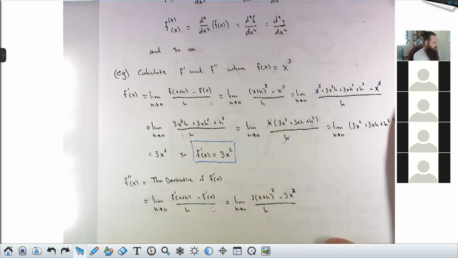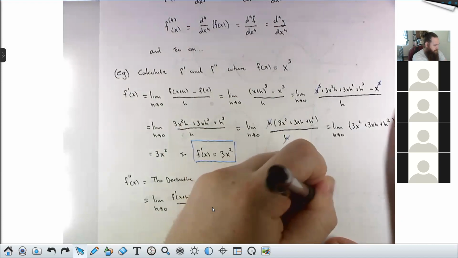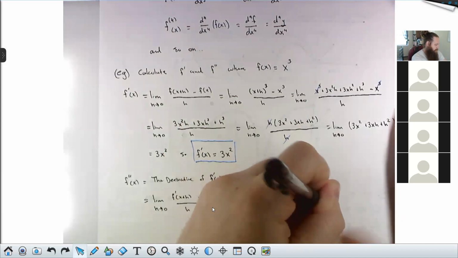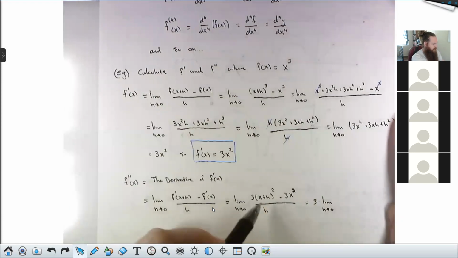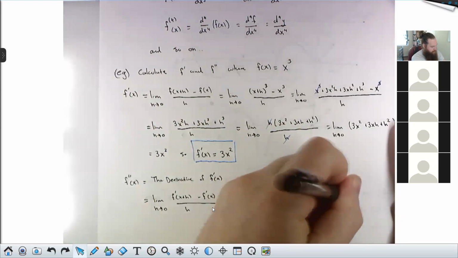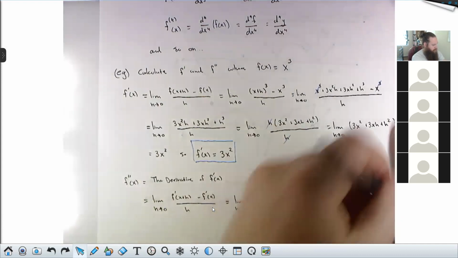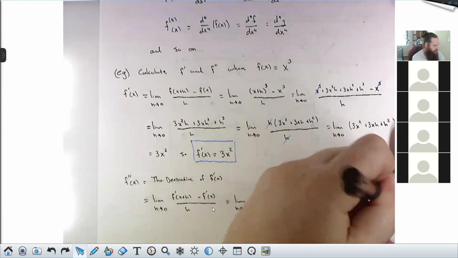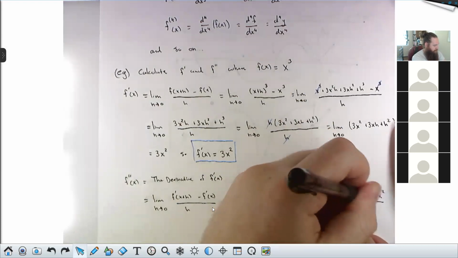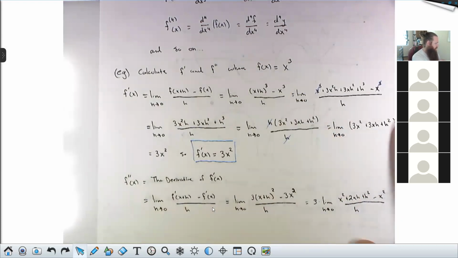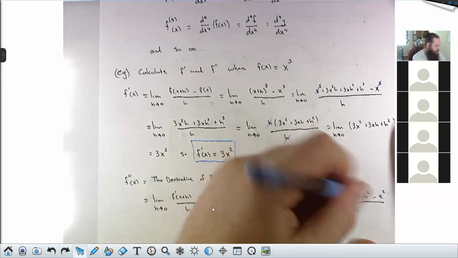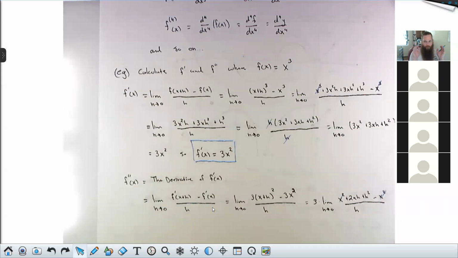all over h. We can factor out a 3. That 3 can come all the way out past the limit. And then x plus h squared, that's x squared plus 2xh plus h squared minus x squared. We factored out the 3. The x squareds go. And that's the pattern, right? Every time you FOIL out that x plus h to the n, that very first term, which is the x to the n, cancels with the thing that you subtract.